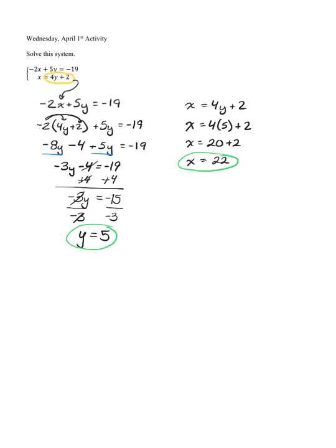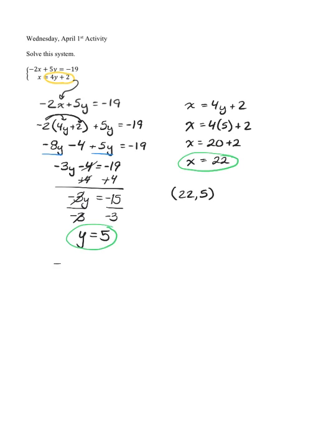Now, I think this is right, and I need to use checking to verify that this is correct. I think that my solution right now is 22, 5, but I'm not 100% sure. So I'm going to take that first equation again, negative 2x plus 5y equals negative 19, and substitute 5 for y and 22 for x and see if it works.